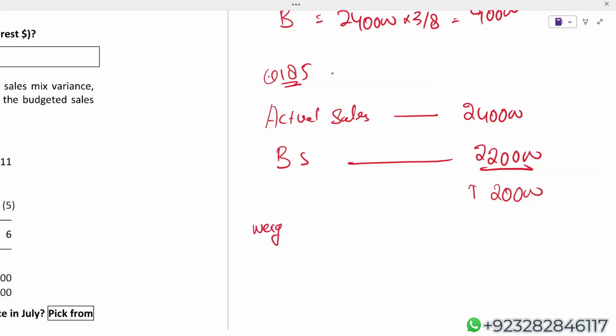Weighted average standard contribution per unit.